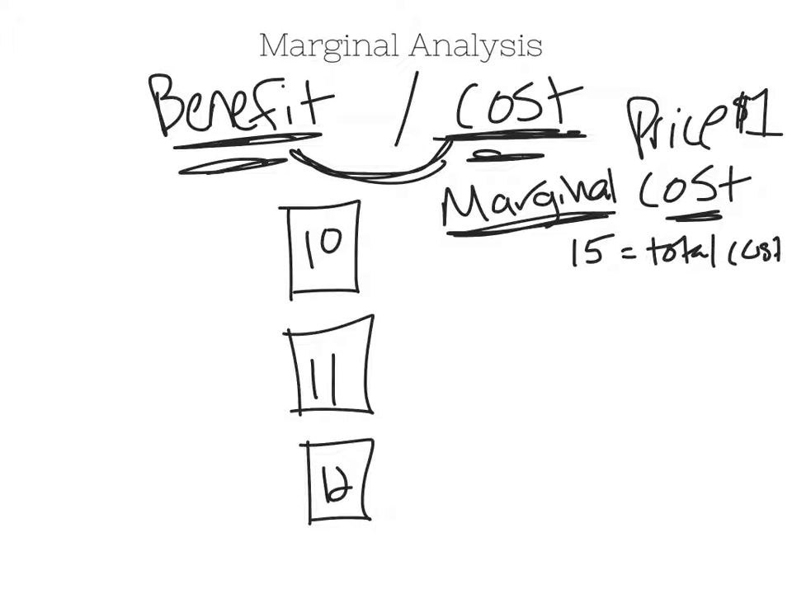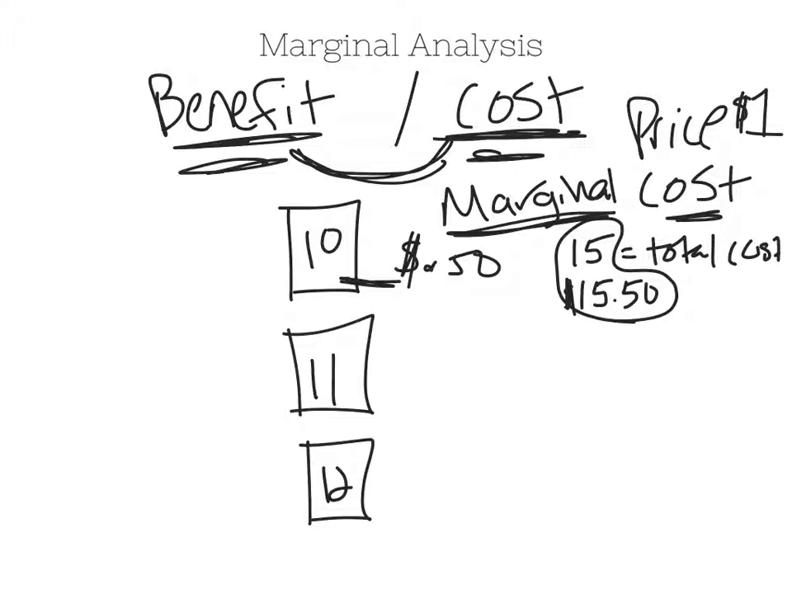And let's say I want to produce this 10th good, right? And my total cost ends up going up to, let's say, $15.50. Right? So how much did that 10th one cost me? Well, that 10th one made my total cost go from 15 to $15.50. So that 10th one cost me 50 cents.